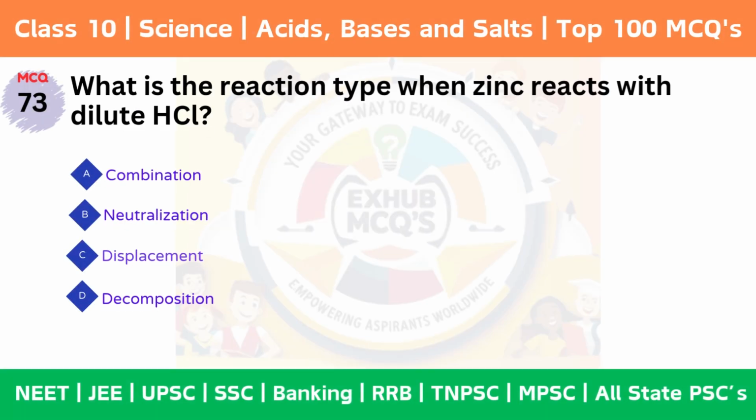MCQ 73. What is the reaction type when zinc reacts with dilute HCl? Option A, combination. Option B, neutralization. Option C, displacement. Option D, decomposition.